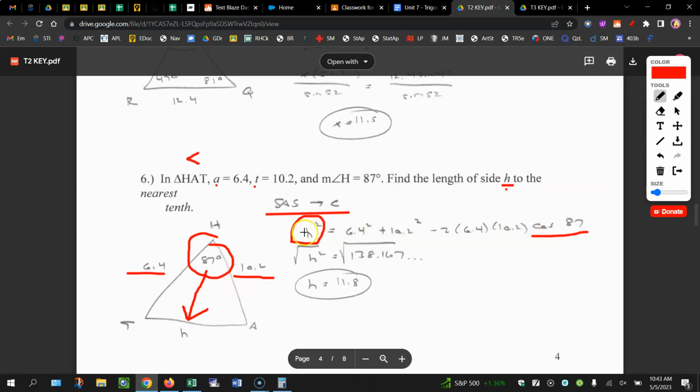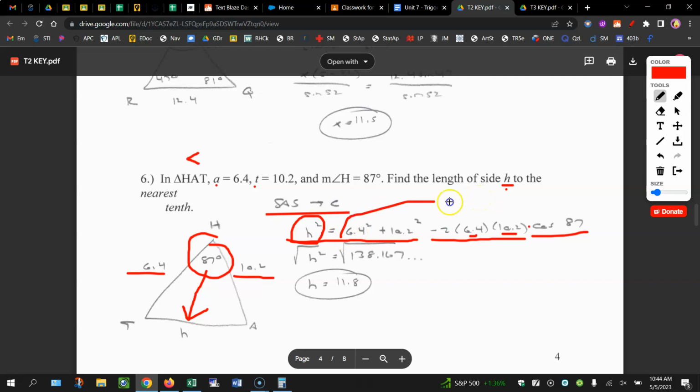So we talked about this formula as far as helping you remember it. That's kind of like the Pythagorean theorem right there. And then the -2, you're writing the 6.4 twice, and you're writing the 10.2 twice. So that's why you have the -2, and it's law of cosines. So you're multiplying by the cosine of 87.